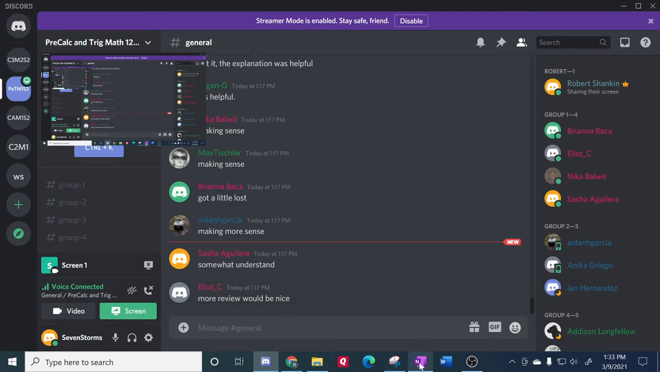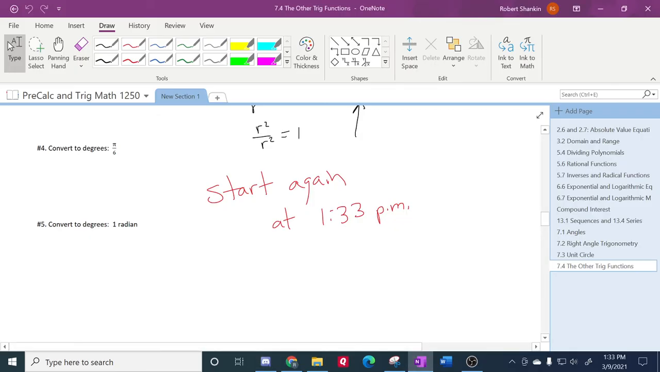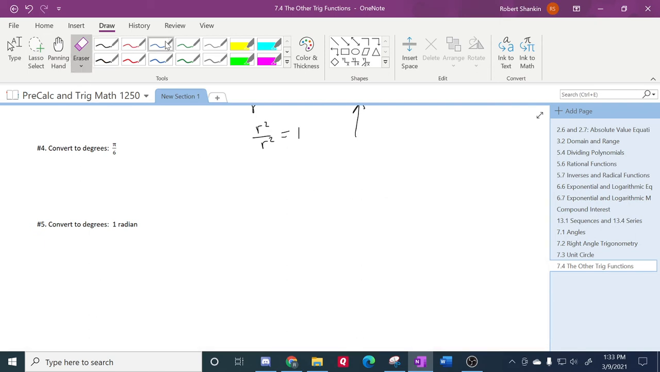Okay, let's start up again. And we have two more practice quiz problems. Convert to degrees both times with pi over 6 and 1 radian. And let me give you a quick minute on these two. Thirty seconds more.